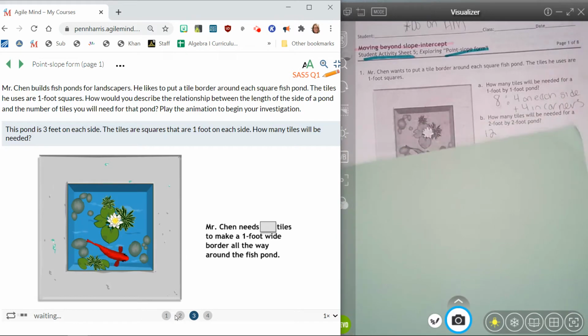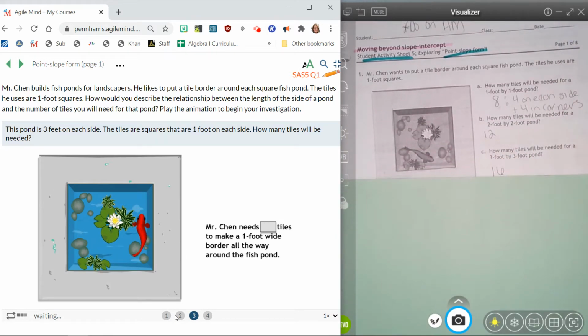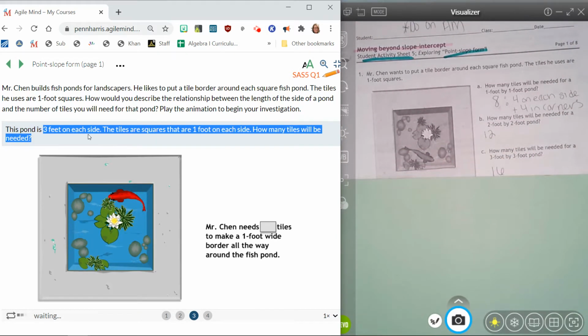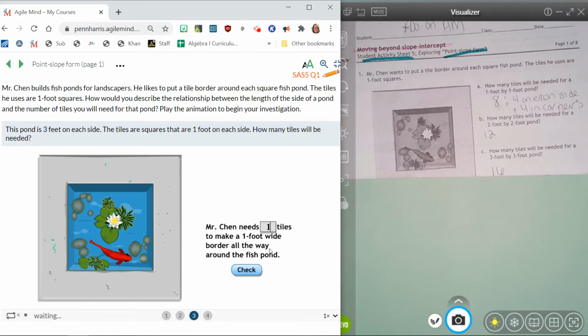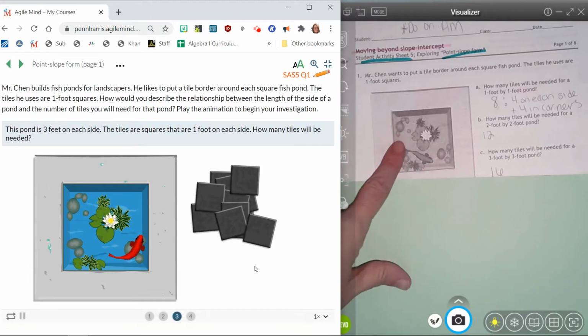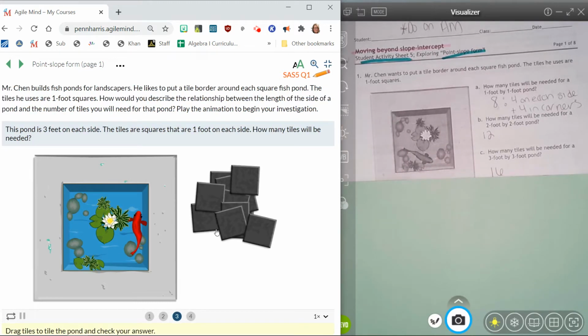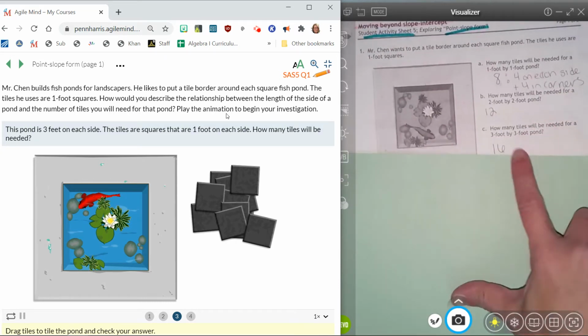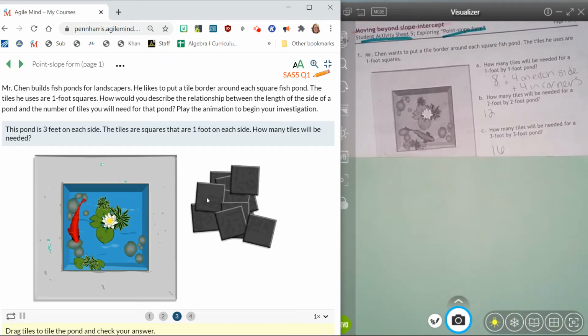Okay. So this time we have the 3 foot on each side. So we'd say 3, 6, 9, and 12. We'd have 12 on the 4 sides, plus the 4 corners would make it 16 total tiles. And this one goes with your first question on your sheet. How many tiles would be needed for the 3 by 3? And we'll go ahead and show that.